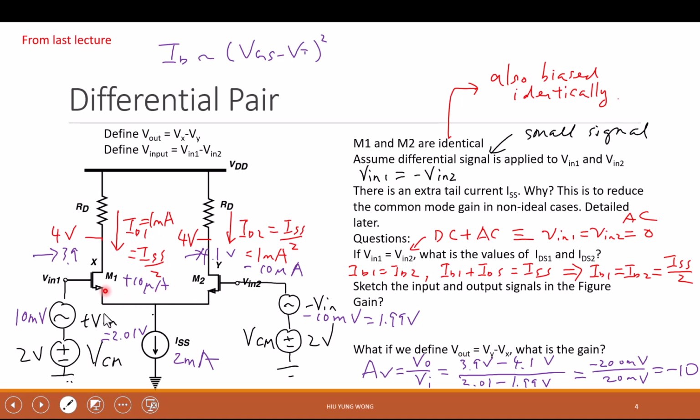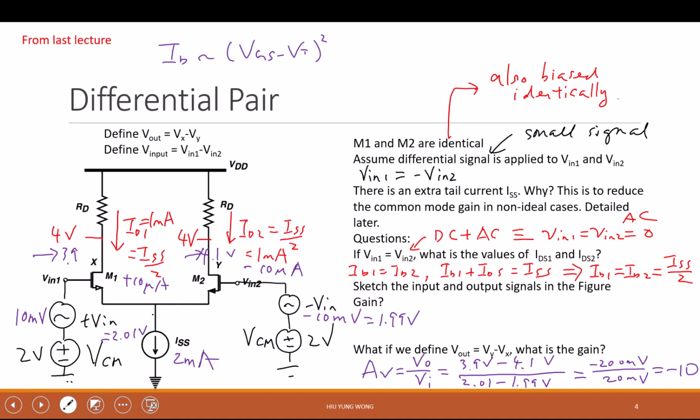So in this case, even if I say M1, M2, we basically mean M1 and M2 are identical. You can make this assumption or you can confirm it. RD needs to be identical. On the left, it's just like a common source amplifier, except that we actually have a tail current here to bias both branches. And this differential pair is like that.